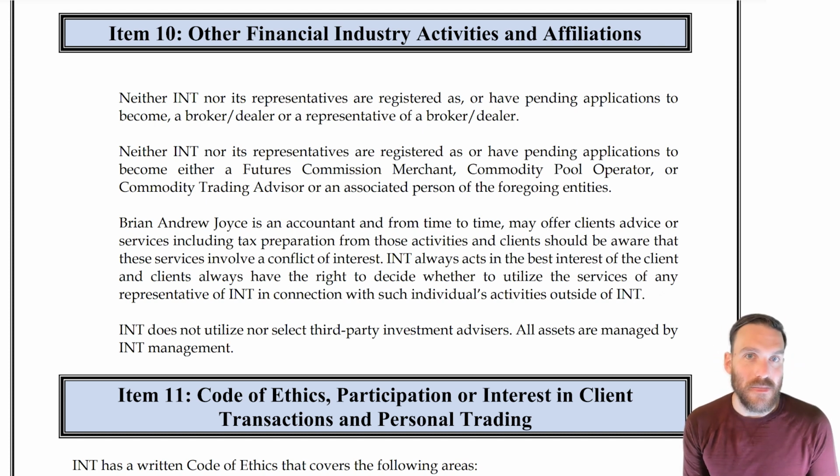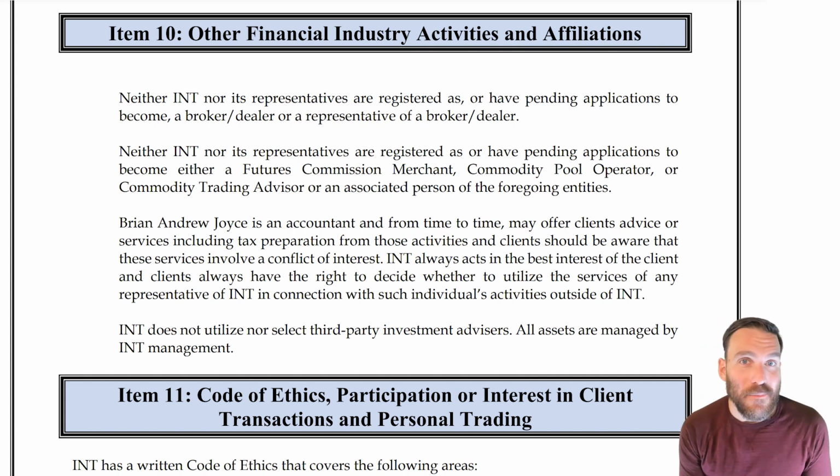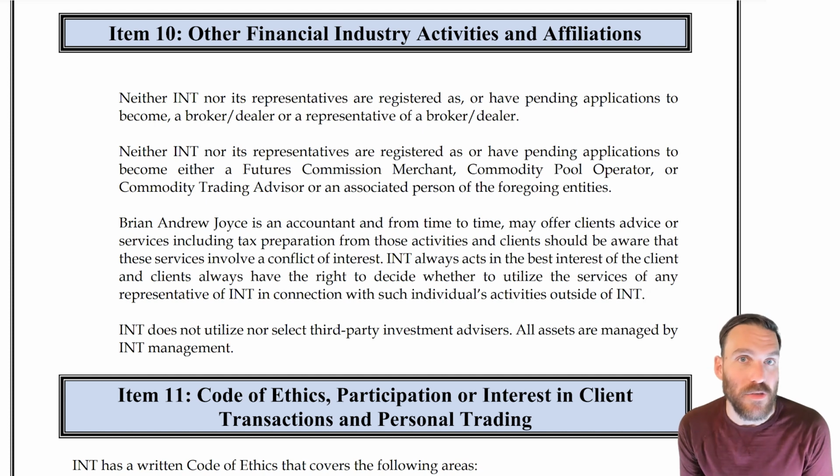Now it does mention the name of the guy who runs this firm. His name is Brian Joyce. He's also a CPA. He's an accountant, and from time to time may offer clients advice relating to tax preparation. Now, something that's interesting here is that they say, hey, this is a conflict of interest. If you were to hire Brian Joyce to do your taxes, he has an incentive to recommend you to his other part of his business, the investment advice business, and vice versa. If you were to hire him for investment advice, he also has an incentive to recommend his tax preparation services.